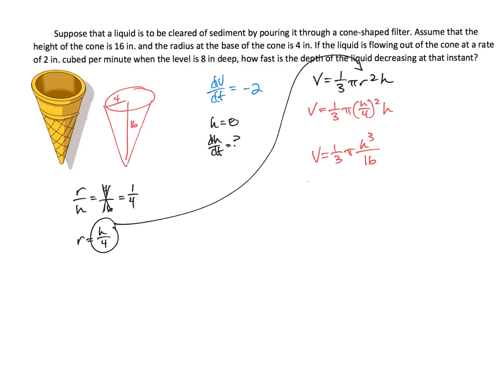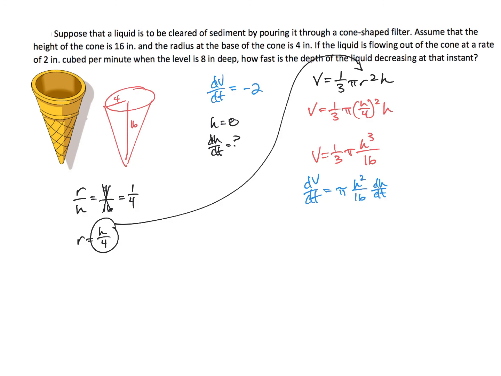So now let's take a derivative. What's the derivative of V? dV/dt. And now I take a derivative of h cubed, so a 3 comes out front. So now I just have a pi. And then I'd have h squared over 16. And then what pops out? dh/dt. All right, because I'm taking a derivative with respect to time, and I have h's.